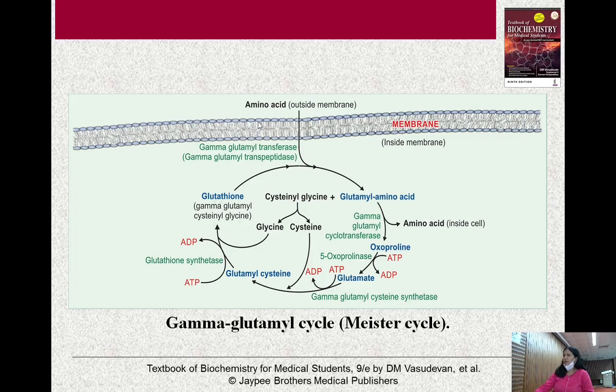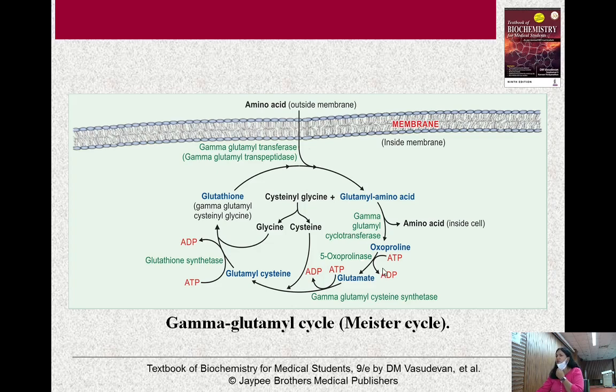Clear? So this glutathione will react with the amino acid and form a glutamyl amino acid, and the cysteine and the glycine part of the glutathione will be released as cysteine glycine. So when glutathione combines with amino acid, it forms glutamyl amino acid and cysteine glycine. Clear? Now this glutamyl amino acid, with the help of one molecule of ATP, the amino acid part will be released. The amino acid will be released inside the intestinal cell, and the glutamate will be left. This occurs with the help of the enzyme gamma glutamyl transpeptidase.